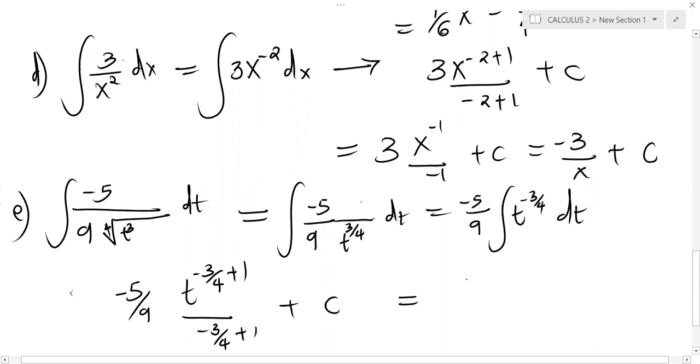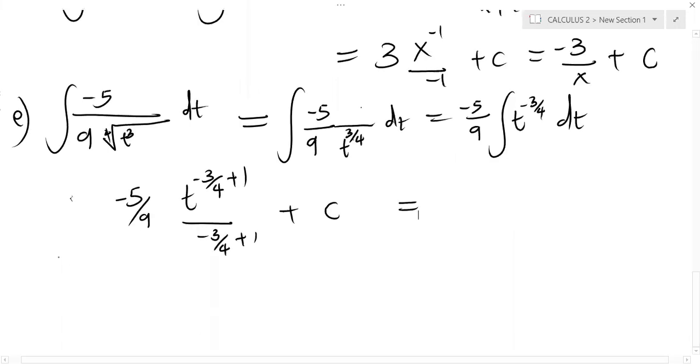So basically, that's how we go about integrating standard algebraic functions.